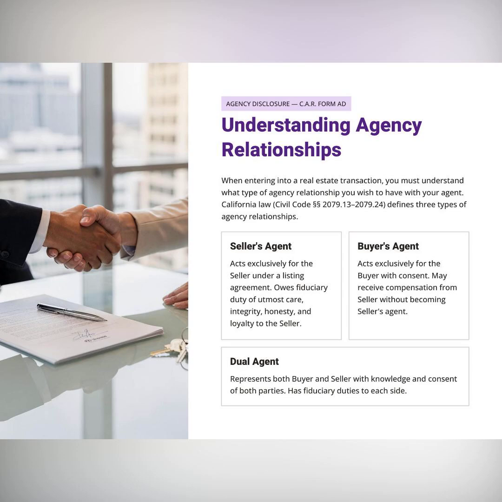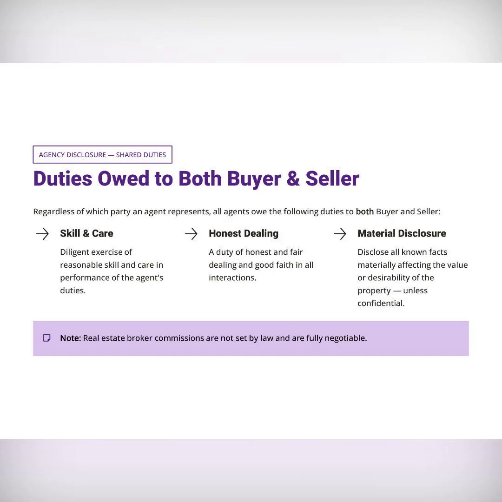in a transaction. Beyond specific loyalties to either buyer or seller, all agents owe universal duties to both parties in a transaction. These include exercising reasonable skill and care in performing your duties. Essentially, doing your job diligently and competently. You also owe a duty of honest and fair dealing, fostering good faith in all interactions. Crucially, you must disclose all known facts that materially affect the value or desirability of a property, unless those facts are confidential information from your client. It's important to remember that real estate broker commissions are always negotiable and not set by law.